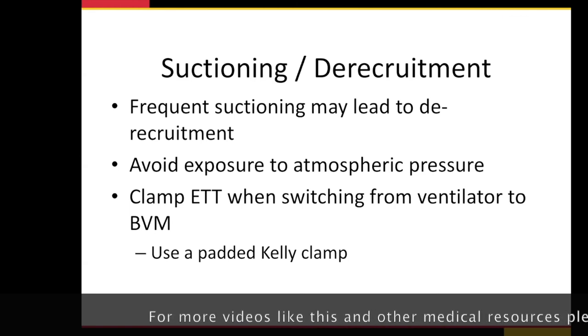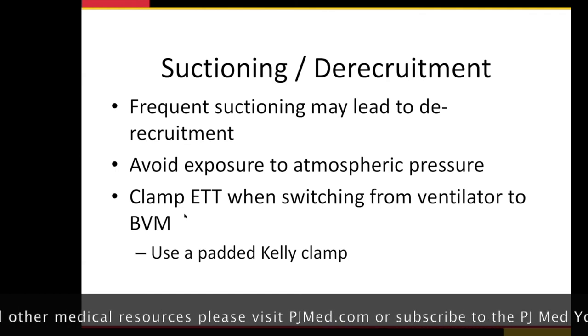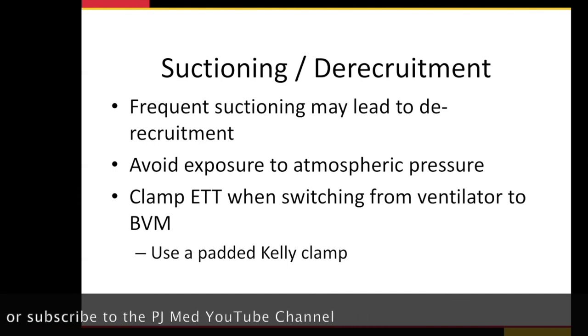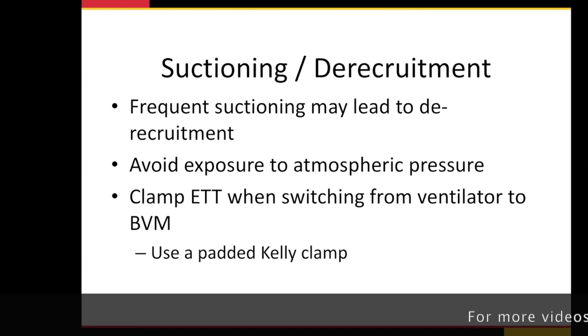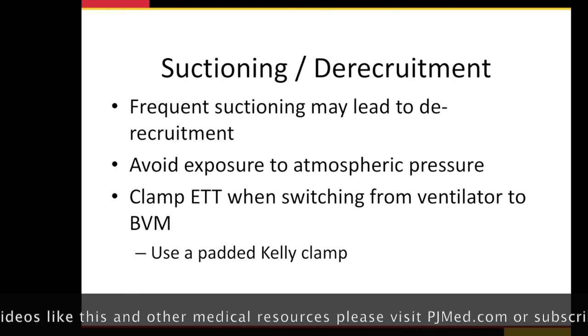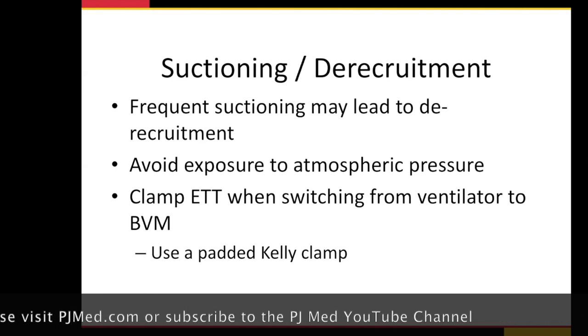Just be aware that when you do it, you want to do it quickly and efficiently, and clamp the endotracheal tube when you're taking the ventilator off and using your suction catheter in there. As soon as you get it back, if you can have the situational awareness, clamp that ET tube, because that keeps the pressure in the lung a little bit more and it can help. That's one of the things we recommend doing when you're suctioning.